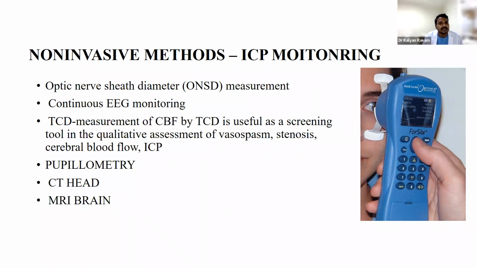Same, with the help of ultrasound, they monitor the arterial pressures in the brain, and also pupillometry, CT head, and MRI brain. These are all the non-invasive methods by which we can monitor raised intracranial pressure.